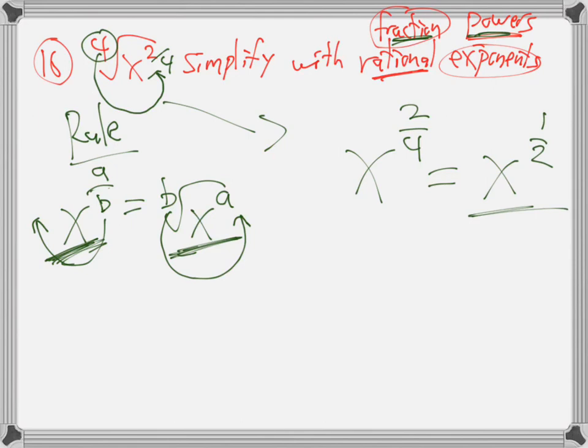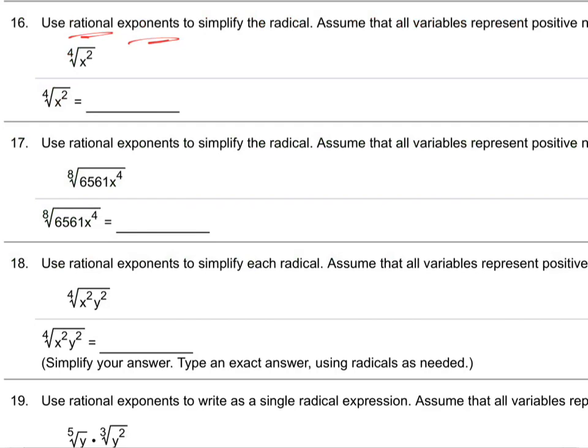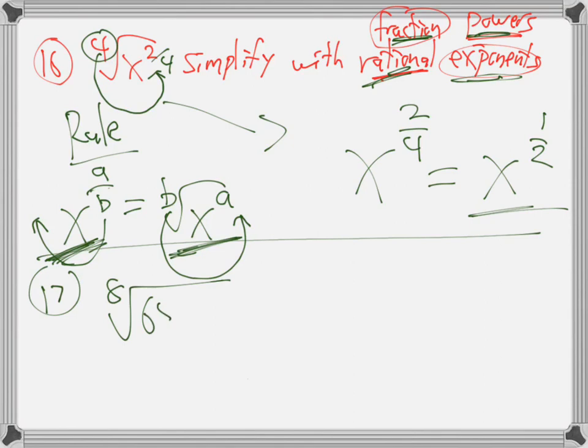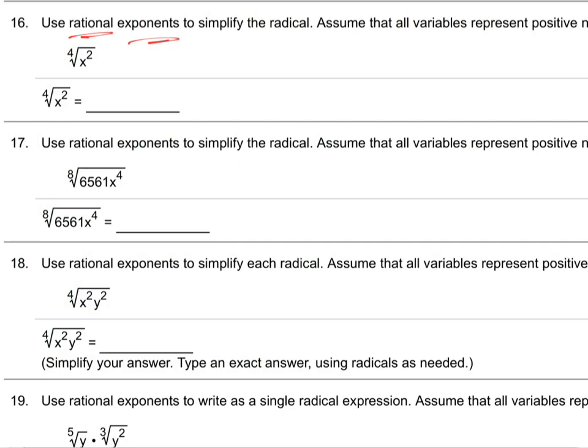But that's why you got to read the words, because they could have asked me to go a lot of different directions. So that's why I wrote the words for you. Rational exponents, fraction powers. Oh, okay. So when you move it back, you put it under the root, at the bottom, under the exponent. Yeah. That's right. 17 is going to be the 8th root of 6561, x to the 4th.